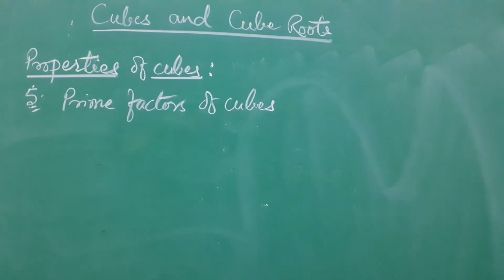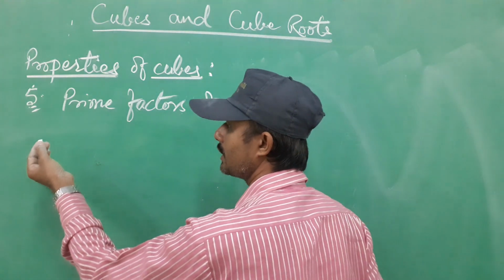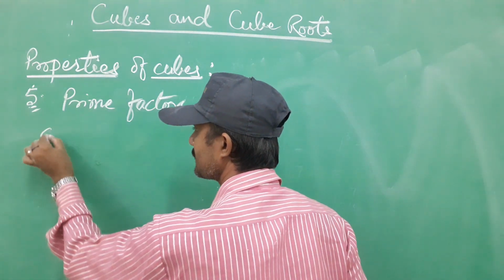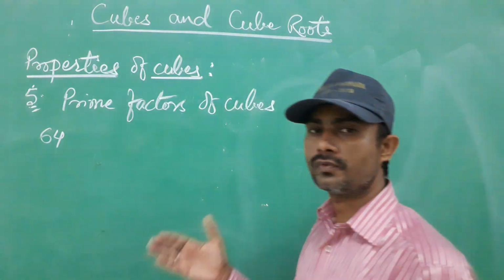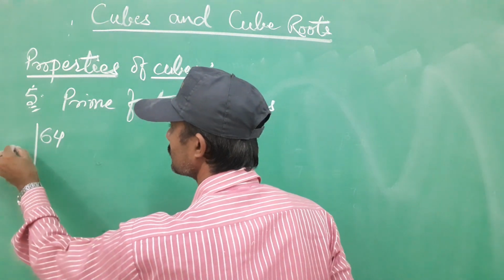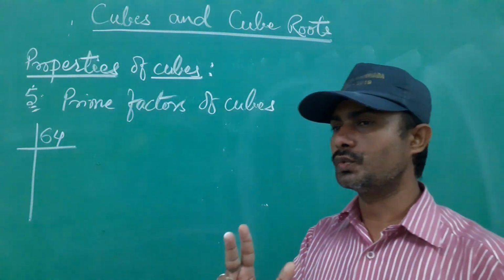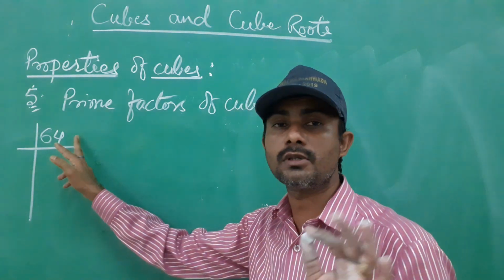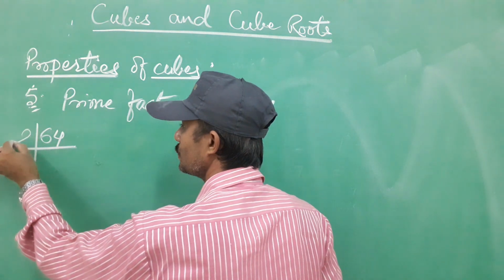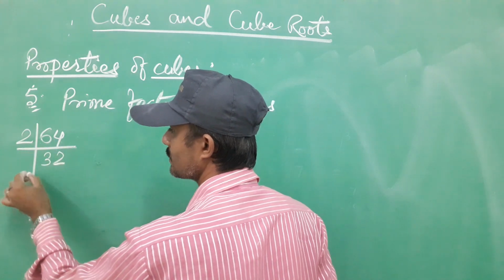Now next is the prime factors of the cubes. We will discuss this with an example. Let me use one perfect cube, 64. To find whether it is a perfect cube, divide by prime numbers. First, the smallest prime number is 2. Start with 2 and check if it is divisible by 2. So with 2, 64 is divisible, giving 32.